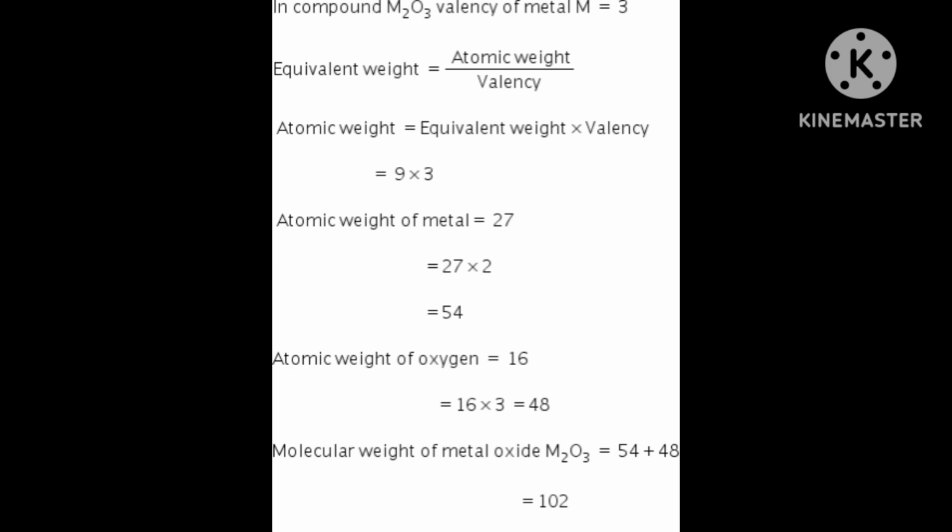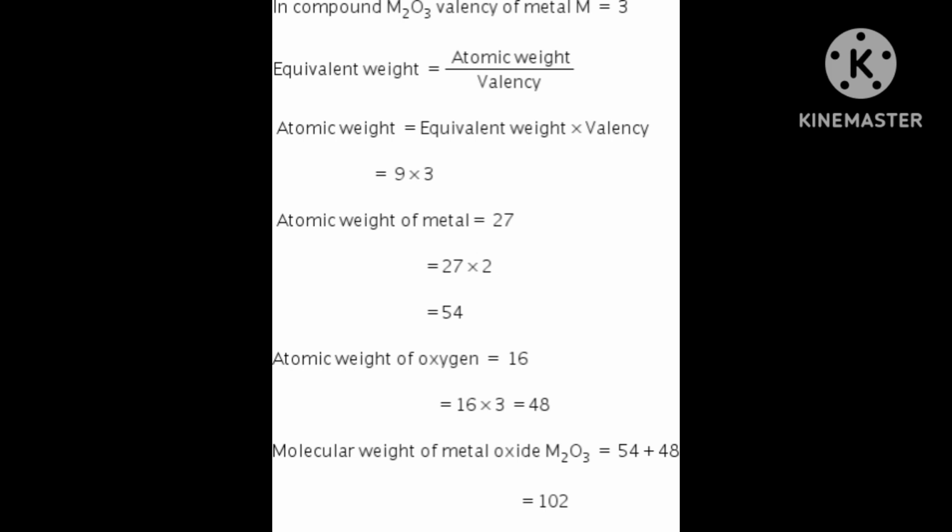Means if 96,500 coulombs are passed, then how much will be deposited? Then 1 gram equivalent of the substance will be deposited. Remember, 96,500 coulombs means 1 Faraday. Means 1 Faraday deposits 1 gram equivalent of the substance. This is the first important point. The second term is there, that I will also tell.